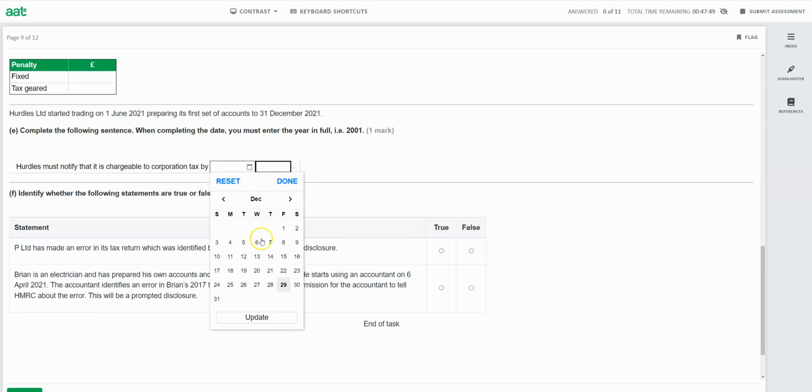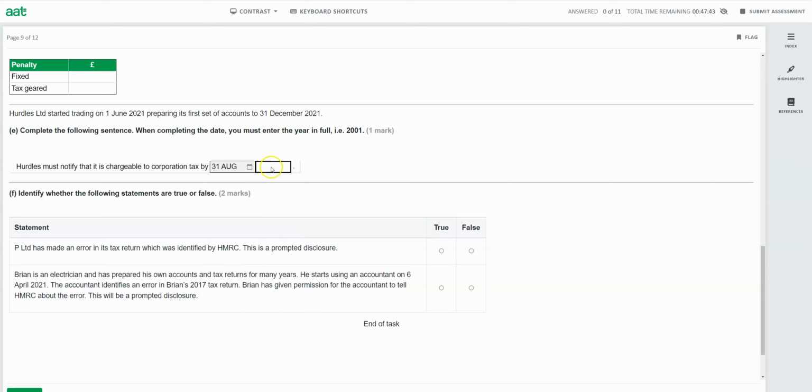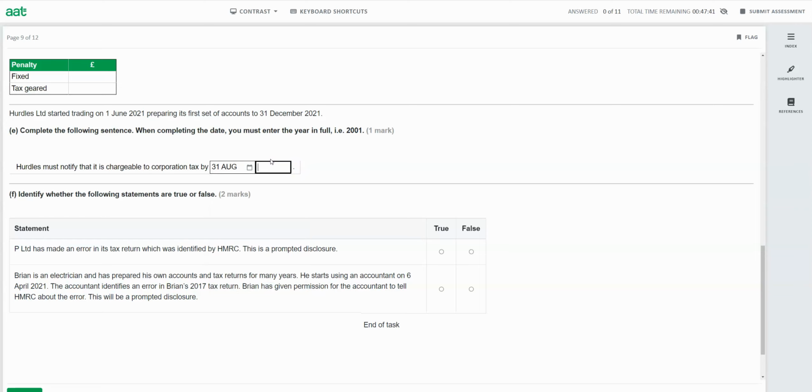So let's have a look. 31st of August. 31st of August 2021, within 3 months. You can get a lot of answers from the reference material if you know it is already there. Okay, let's have a look.